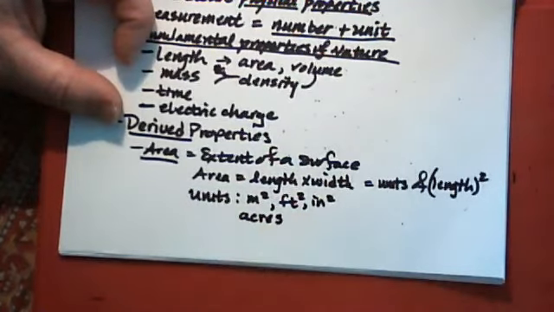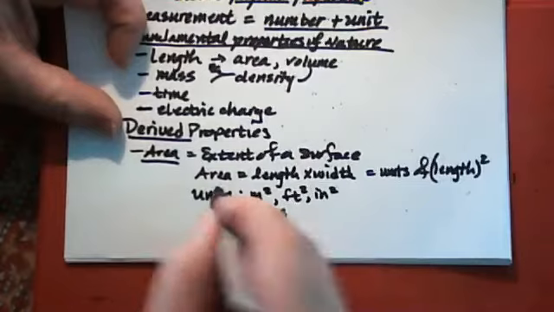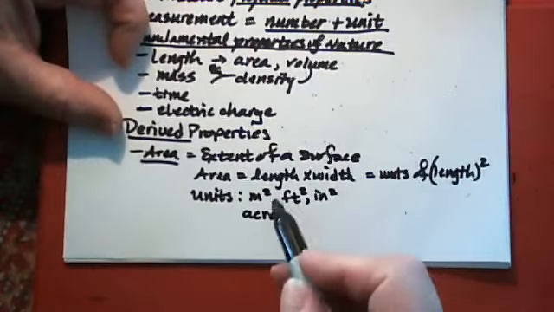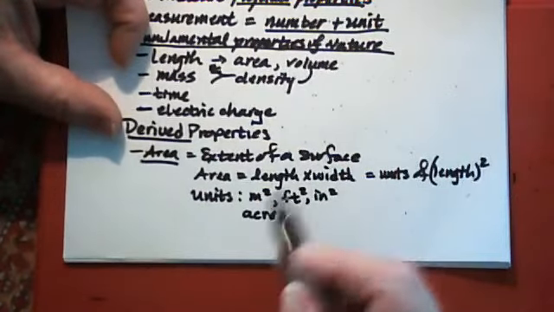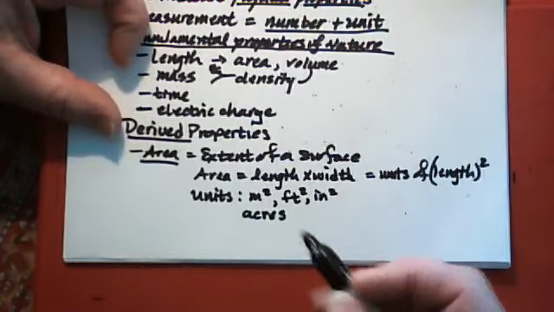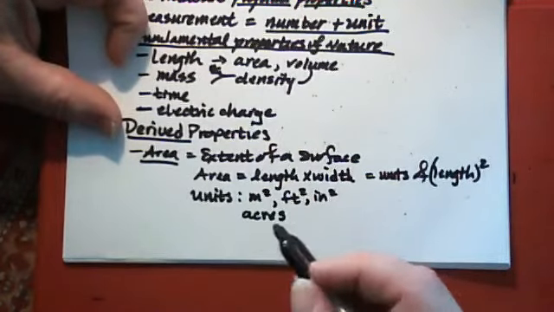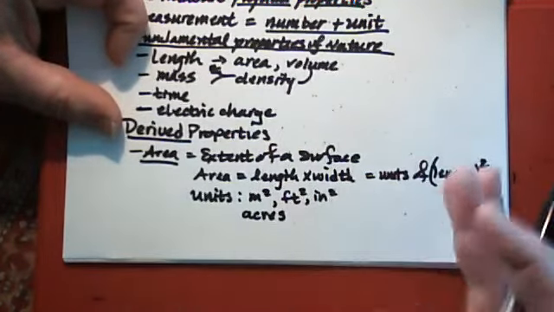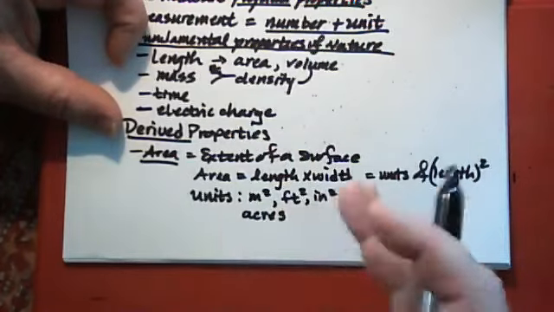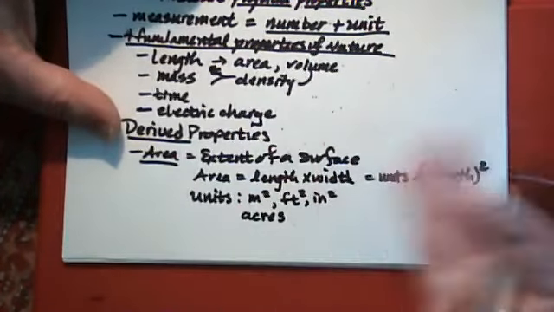There is a special unit for area, which is acres. And acres corresponds to a certain number of square feet. I forget the exact number, but we could look it up. But it's the one case where you have a unit that is a unit of area, and it has a special name that's not length units squared.